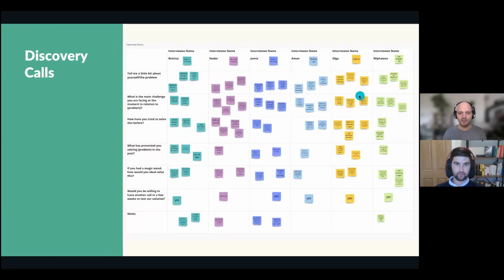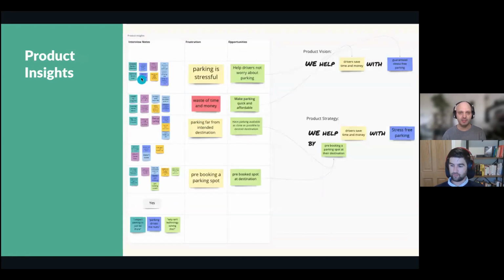Through my discovery calls, I gathered some insights, which I then aggregated, and this allowed me to discover some of the more frustrating or bigger pain points for users, things like parking being stressful and wasting time and money.